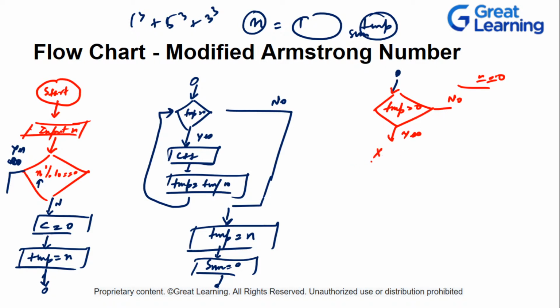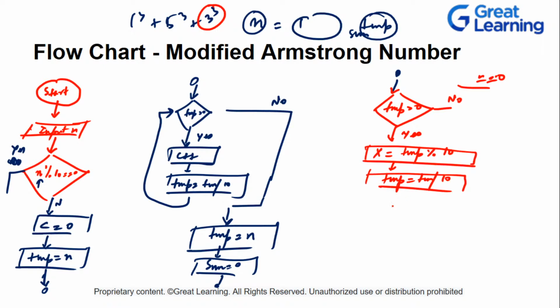Let's suppose I have this x variable over here. I have defined it somewhere. I will say x equals temp mod 10. What does it give me? It will give me this last digit, which is 3. I will say okay, and then I will update my temp, which is temp equal to temp divided by 10. I will update my temp as well, right? Done with these two steps.